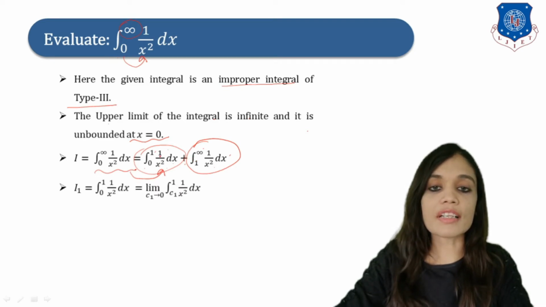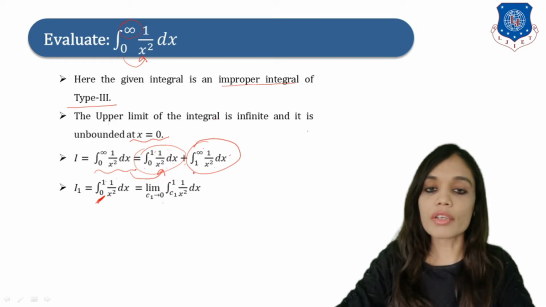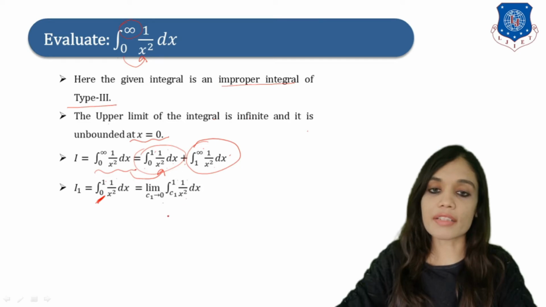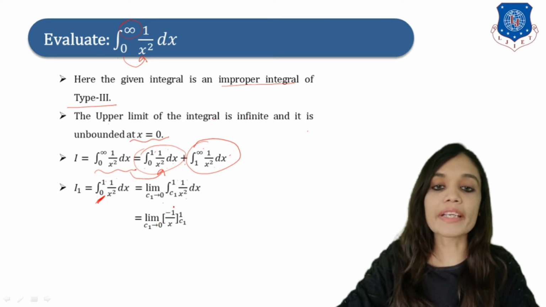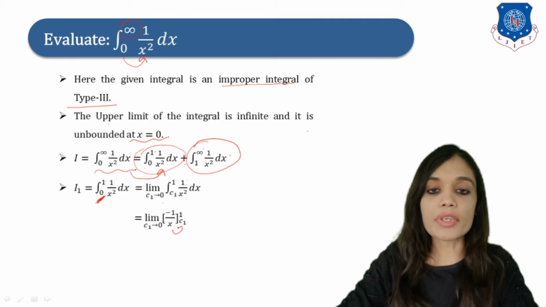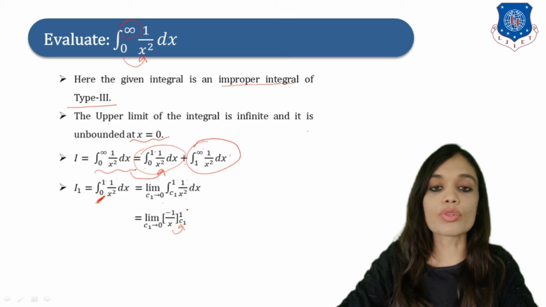Firstly let us evaluate our I1, that is integration 0 to 1 of 1 upon x square dx. Here the integral is undefined at 0. So we will assume it as c1. So limit c1 tends to 0, integration c1 to 1 of 1 upon x square dx. So now the integration of this term will be minus 1 upon x, and the limits of integration are c1 to 1.